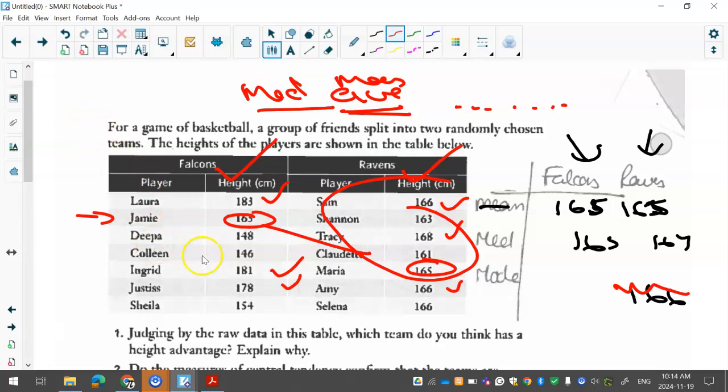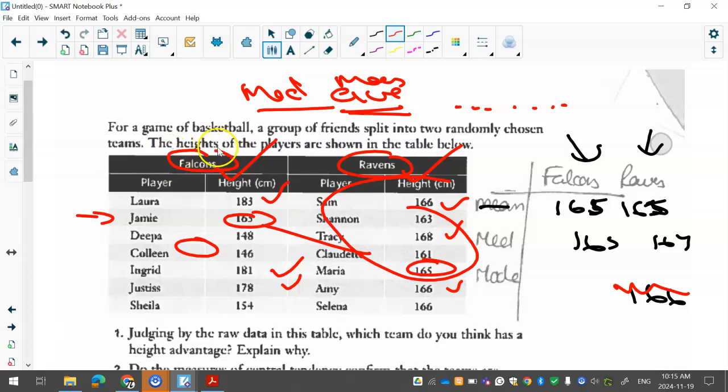Jamie is no more common in height on this team than anyone else, right? Because they're all over the place. You got this kid, that kid, these two are shorter, these two are taller, like I said. Here, the person in the middle is similar in height to the people that are taller and shorter than she is. So what that means is we need more information, right?